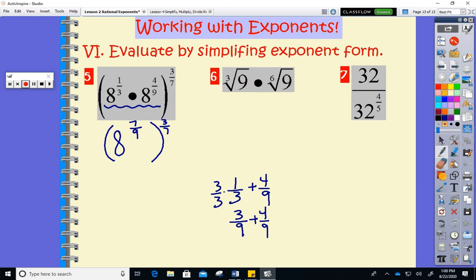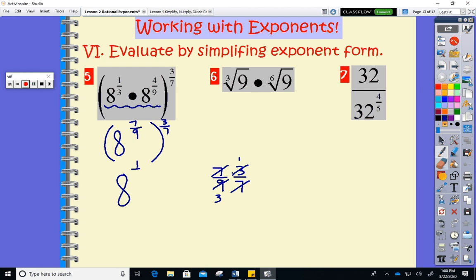Okay, you may not see it yet, but things are about to get better for you, all right? Because now I've got 8 to a power, so that means what I'm supposed to do is multiply my powers. So I've got 7/9 times 3/7. Woohoo! The 7's go. And 3 goes into 9 3 times. So I would have to say that's 8 to the 1/3 power. Light at the end of the tunnel.